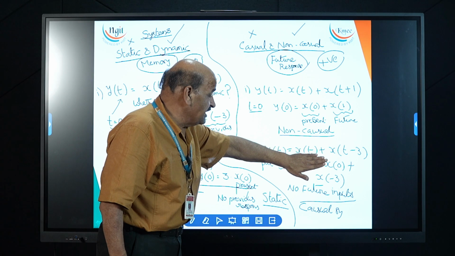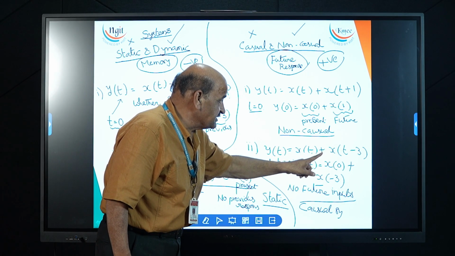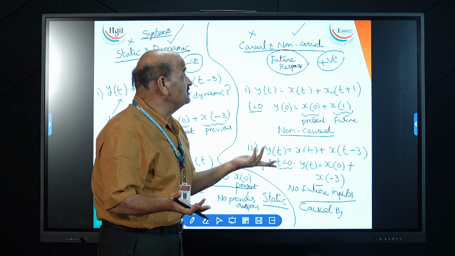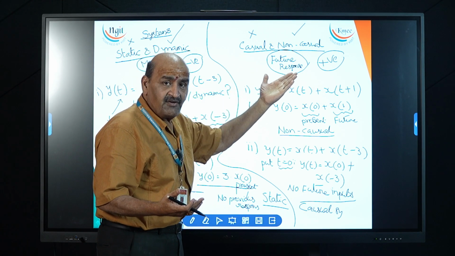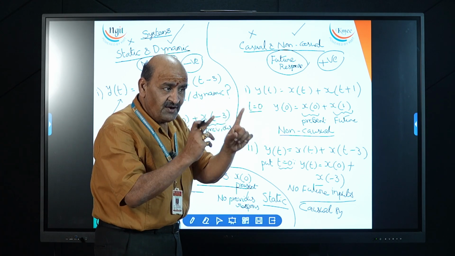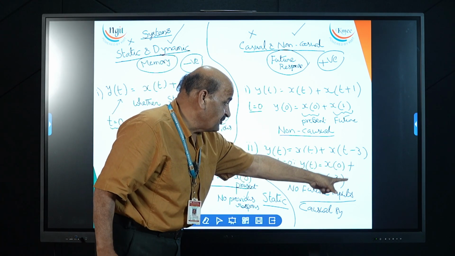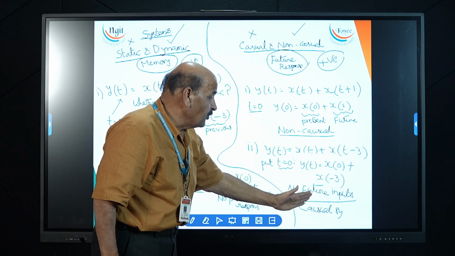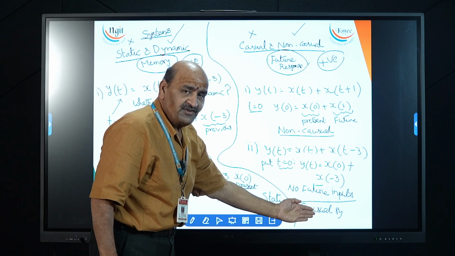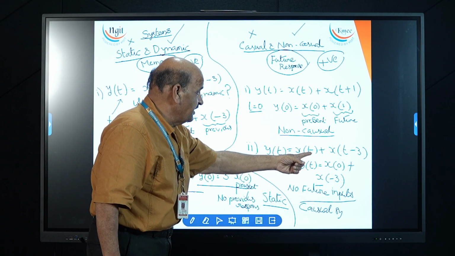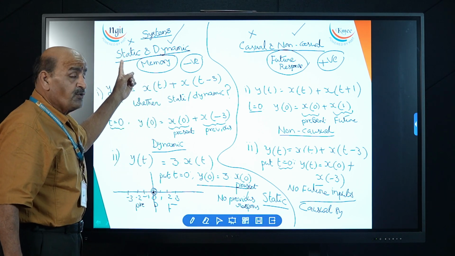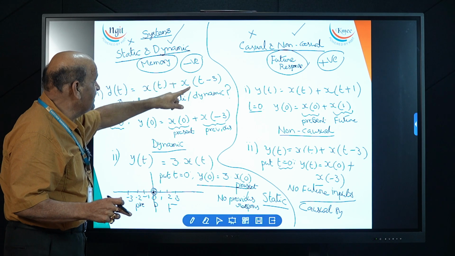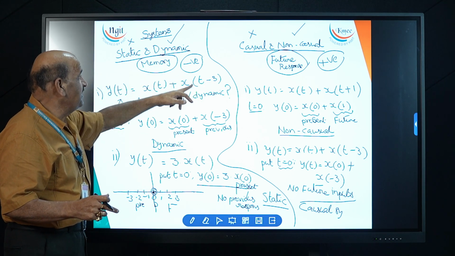So whether causal or non-causal means this is present, this is past, but does it contain any future response or not? Because they asked for causal, non-causal. So students have to concentrate only on the future response, not on the previous response. According to the question, there are no future inputs. Therefore here it is causal. The same system is asked. The question is different, the system is same: static or dynamic. Here it contains negative. Negative means what? Definitely dynamic.